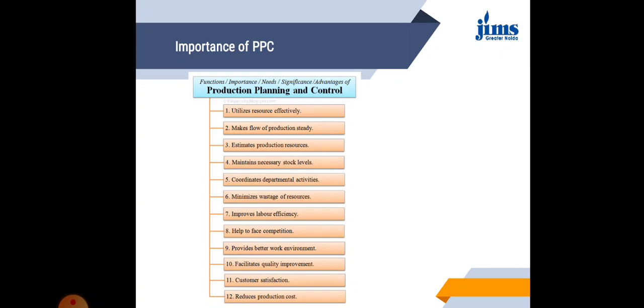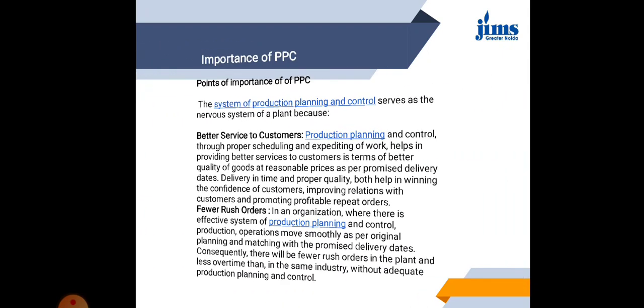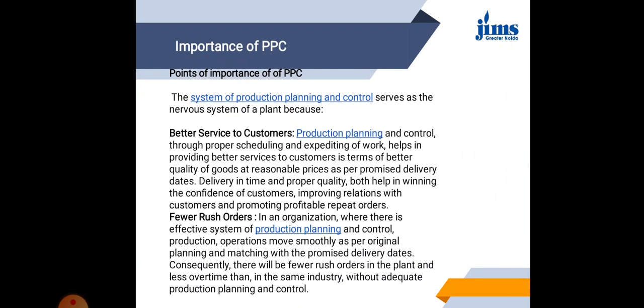It leads to customer satisfaction because with better plans, better output is produced, and with better output, a higher level of customer satisfaction is ensured. And last but not the least, it reduces production cost and leads to efficiencies because it leads to reduced wastages in the plant. Some of the very important points of importance of production planning and control have been explained in this slide onwards.